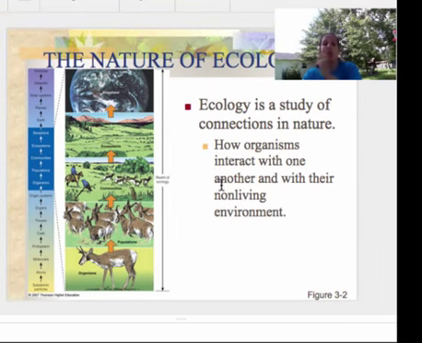Ecology is the connection of nature. It's the study of those connections and those relationships. And we look at the relationships between an ecosystem, the anthropogenic relationships that factor in as well.